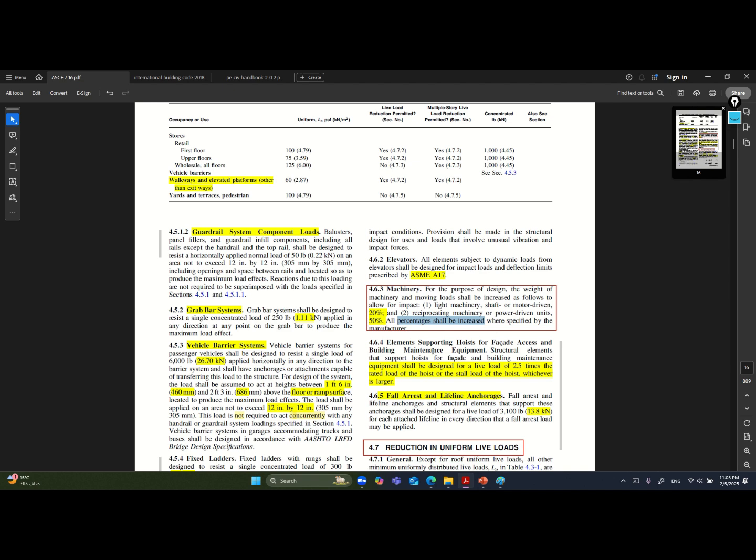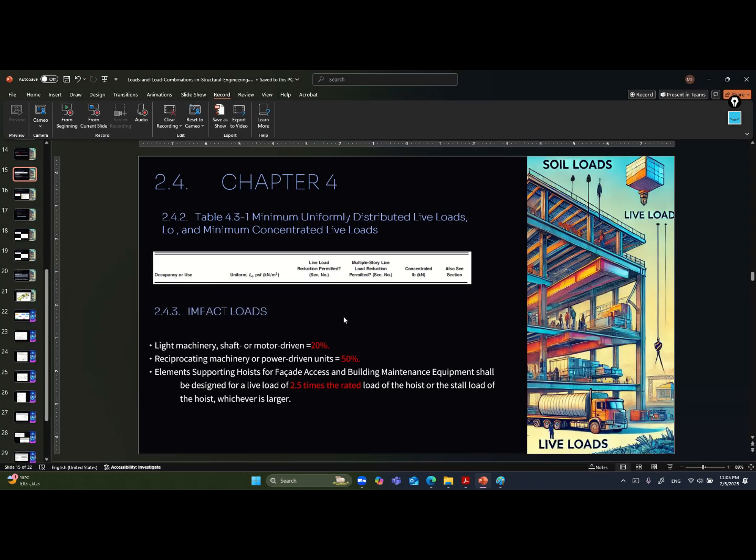As I recall, for elevators, he tells you to go to ASME A17, so he doesn't give you any information about elevators. So that is important. I highlighted it for you, like 20% and 50%. Also, he mentions here that elements supporting hoists for facade access and building maintenance equipment shall be designed for a live load of 2.5 times the rated load. It is very important to know these values because sometimes he will give it to you in the exam.